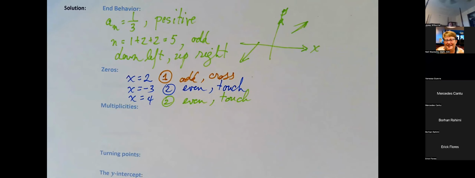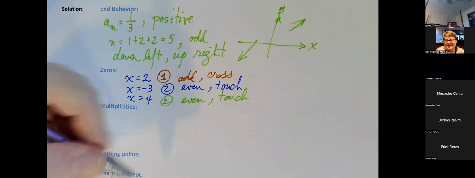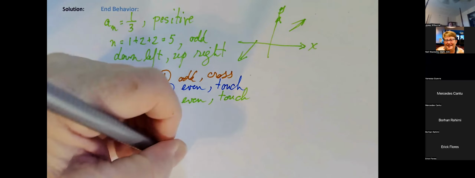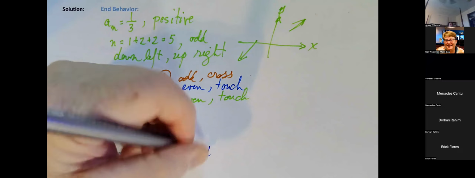And for our turning points, it would be n minus 1, so it would be 5 minus 1, which would be 4.